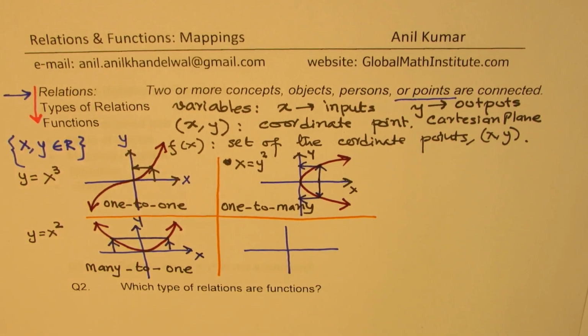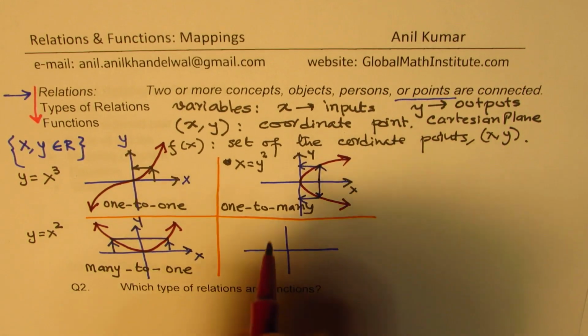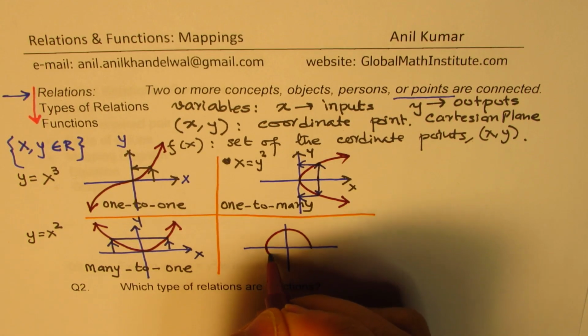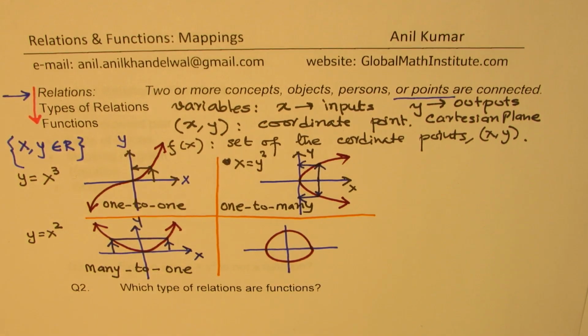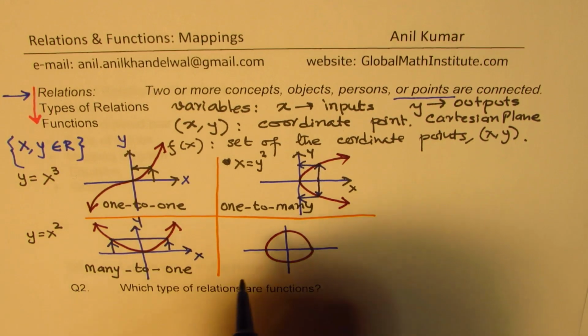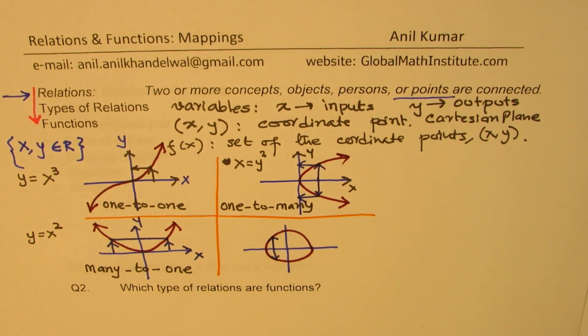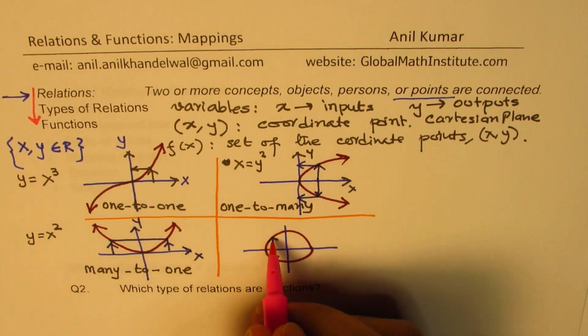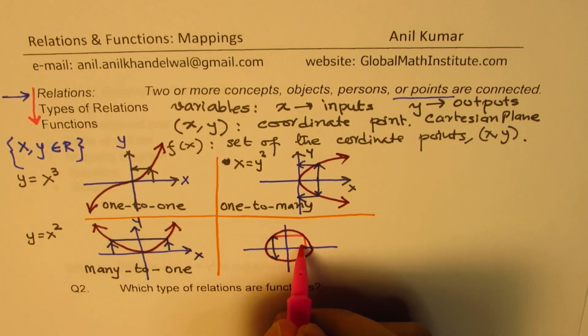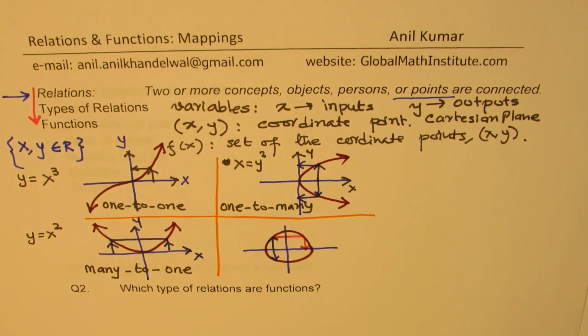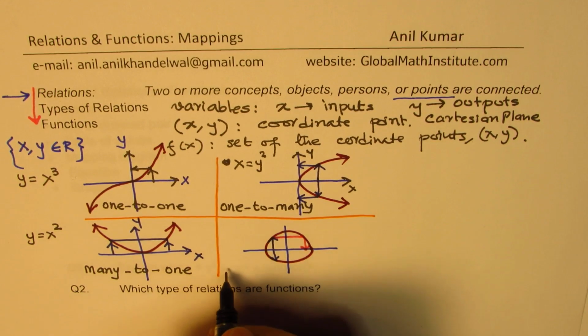Is that clear to you? Now in the case of a circle, you notice that x values could be related to more than 1, right? And you also notice that the y value could be associated with more than 1 x value. So this kind of a relation is called many to many.